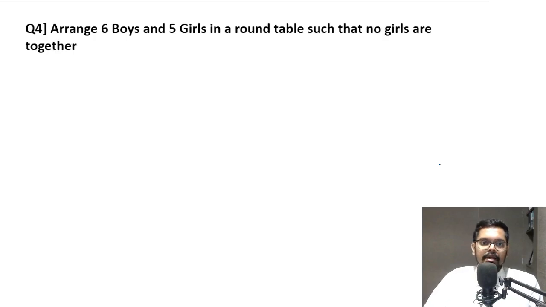Understood? If understood, try this question. Arrange 6 boys and 5 girls in a round table such that no girls are together.